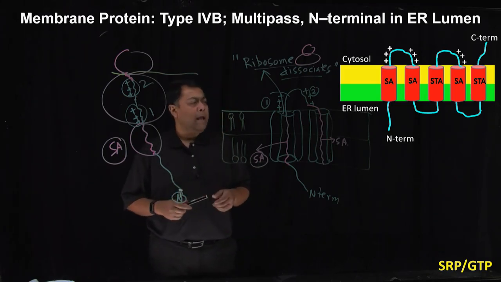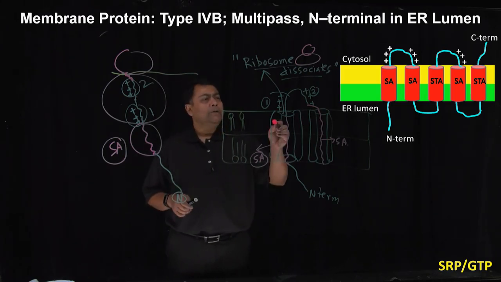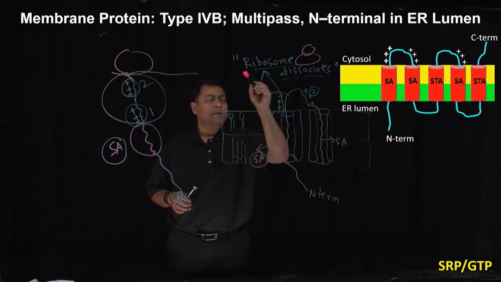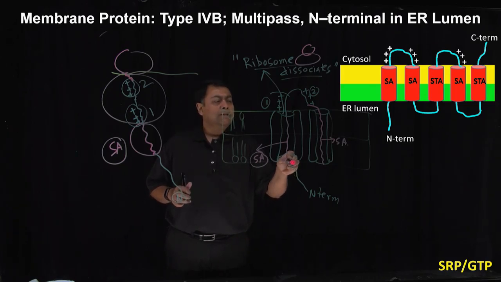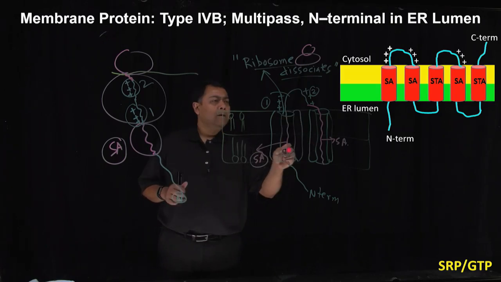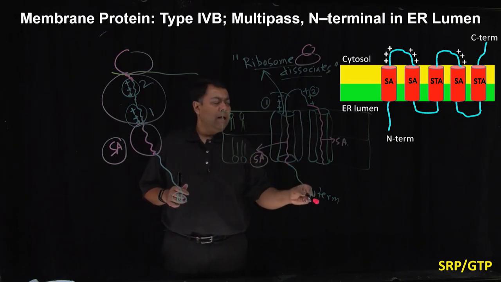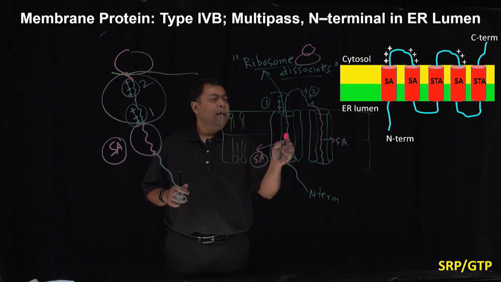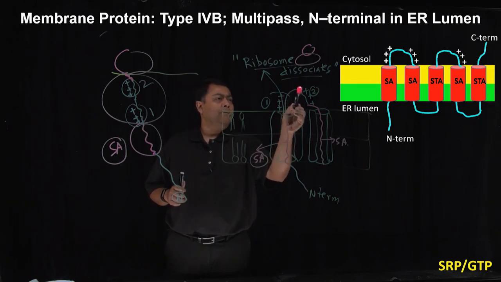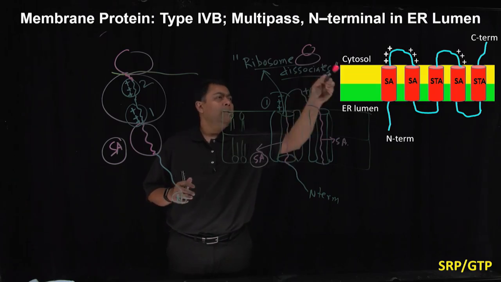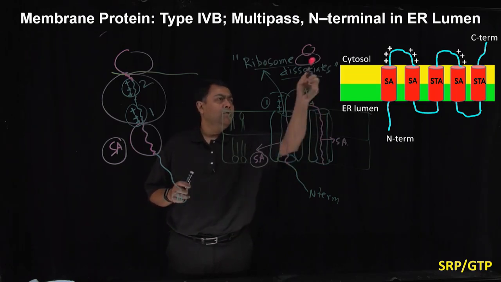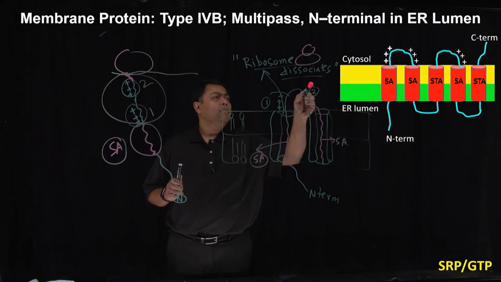So in the type 4A, what happened, as you could see, the N-terminal was on the cytosolic side, and it synthesized the signal anchor sequence, and after a loop, the stop transfer anchor sequence goes up. Here, what is happening is you have the N terminal in the lumen, the signal anchor sequence is going up, and then you have these plus charges right here.